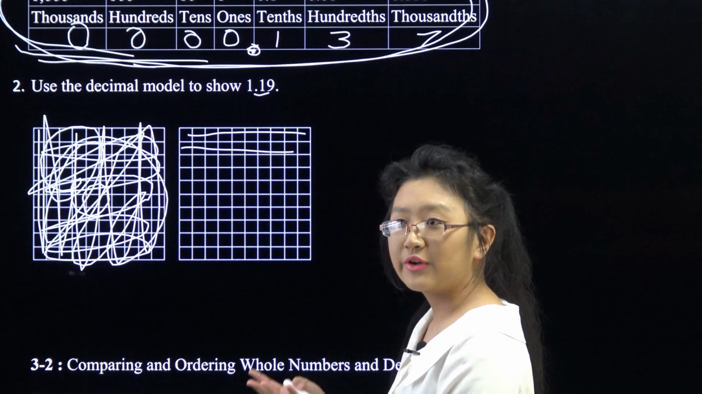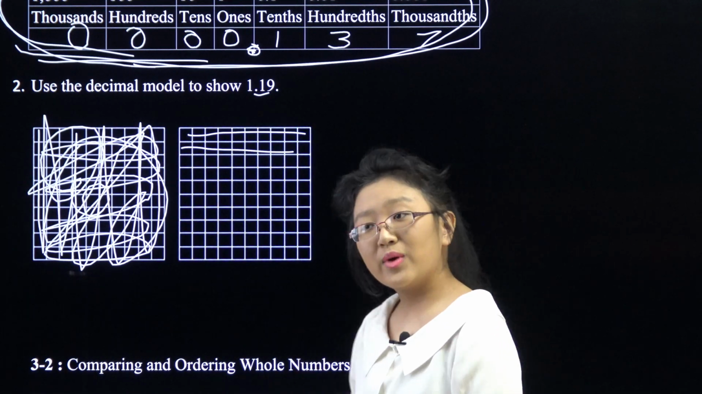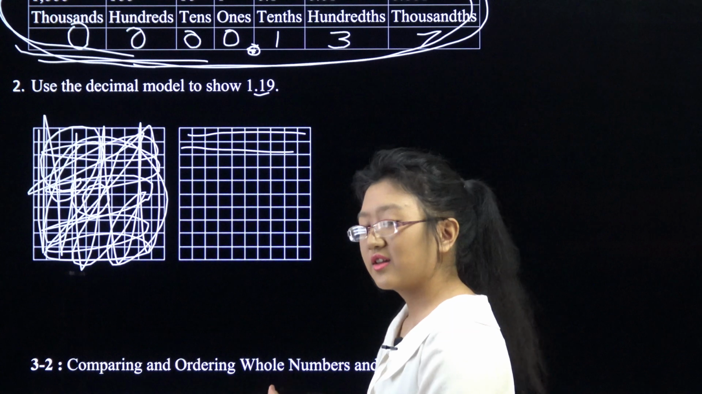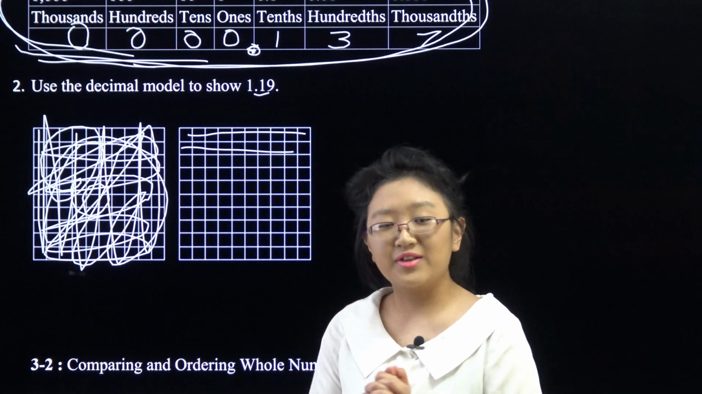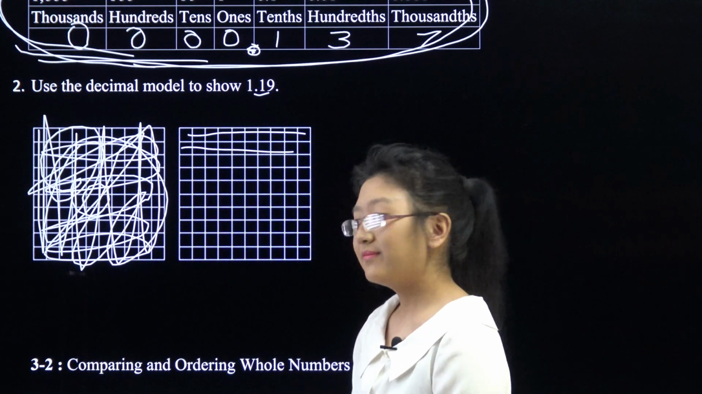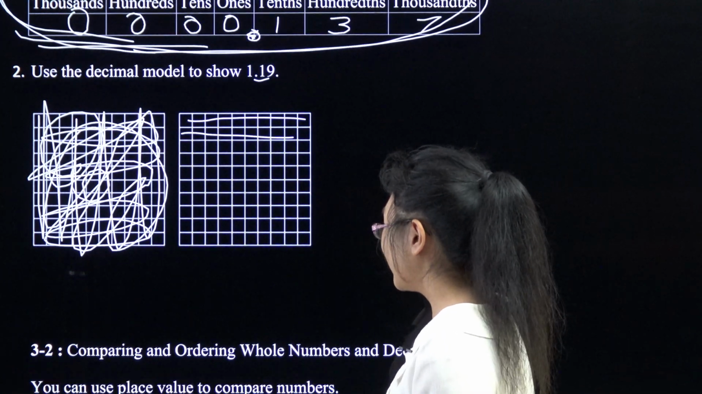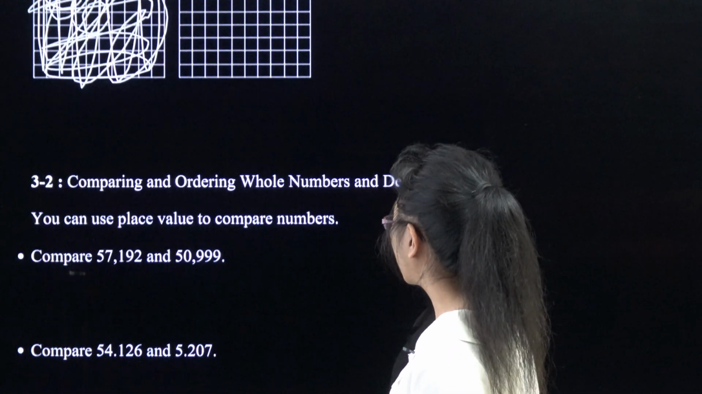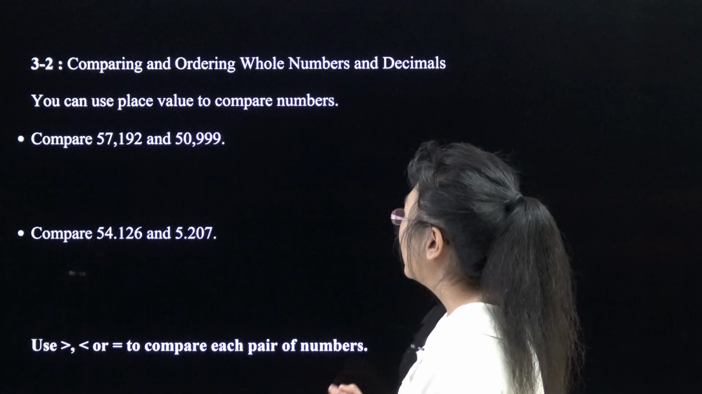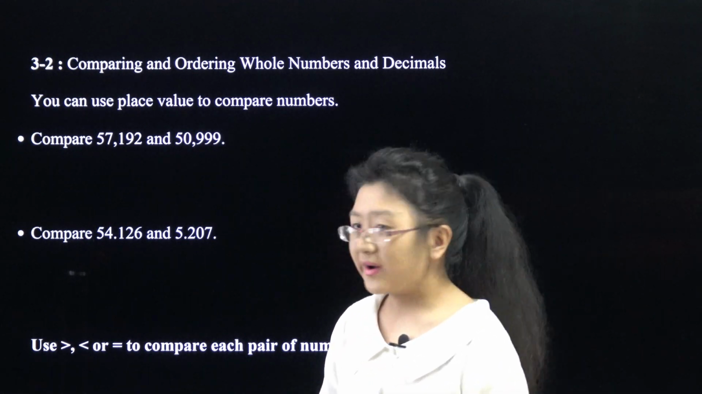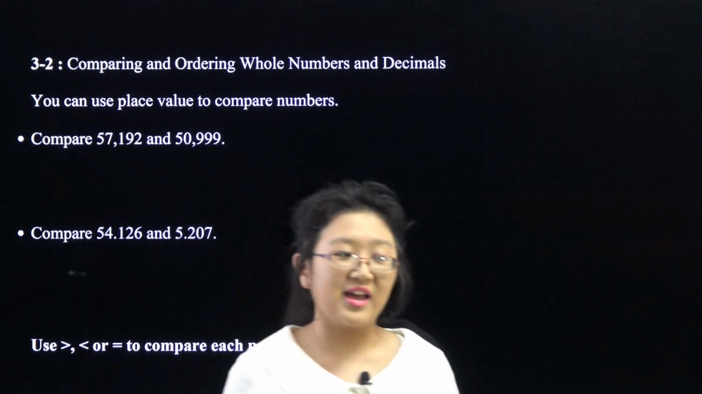That's an overview of how you would represent decimals. So after we are done this overview, we're going to move on to the next section. Reminder, guys, you can take a break at any time you want. So the next section is comparing and ordering whole numbers and decimals. So it's essentially comparing numbers, decimals version.